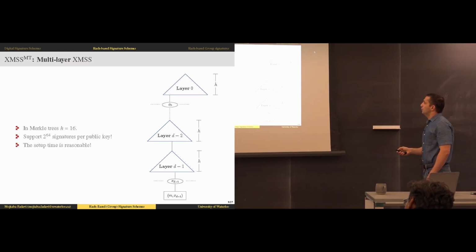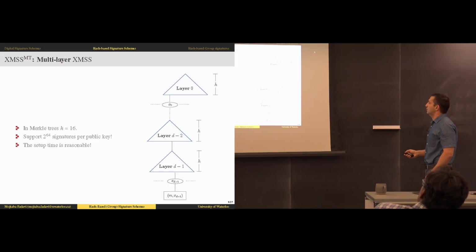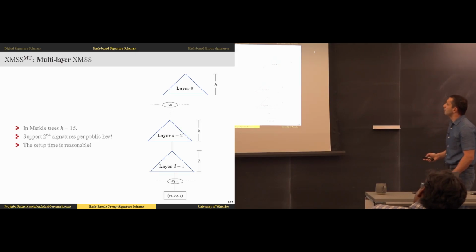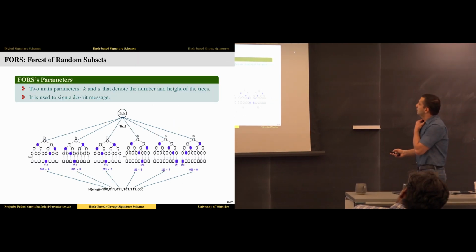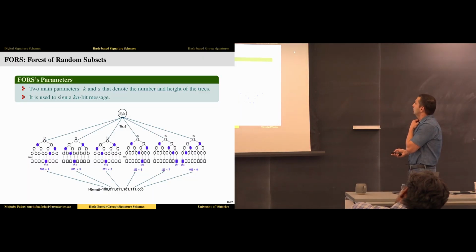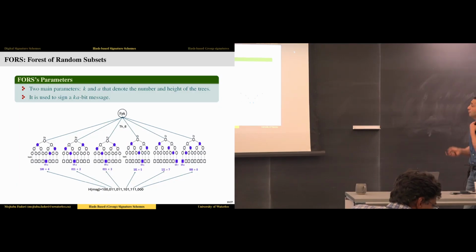So to support 2 to the power 64 signatures per public key, we can easily work with 4 Merkle trees of height 16. And every time we run out of the leaf nodes of the lowest layer Merkle tree, we replace it with the next one, and so on. But what about the few-time signature scheme? Few-time signature scheme, hash-based signature scheme.